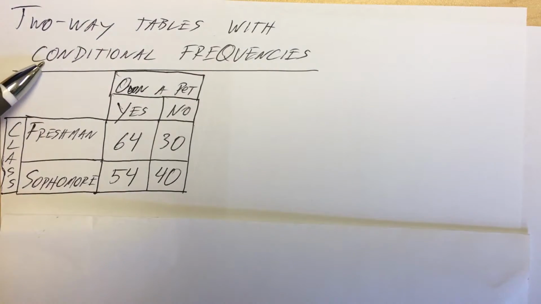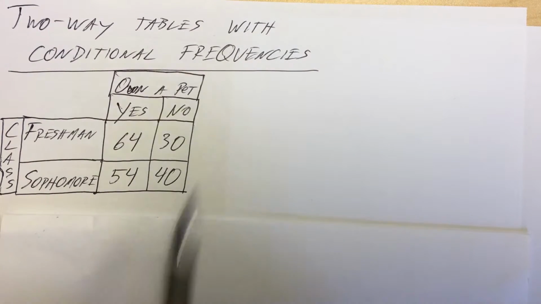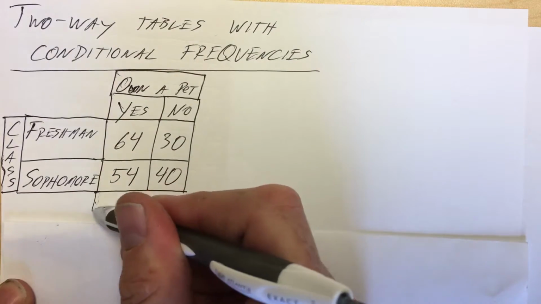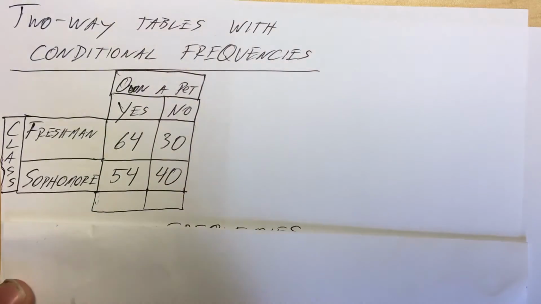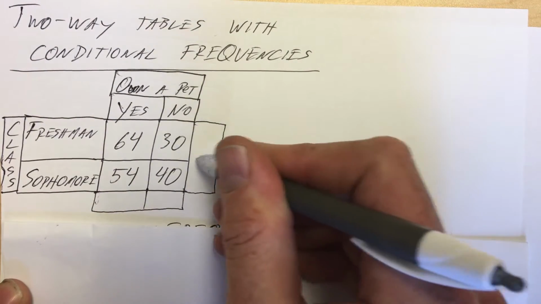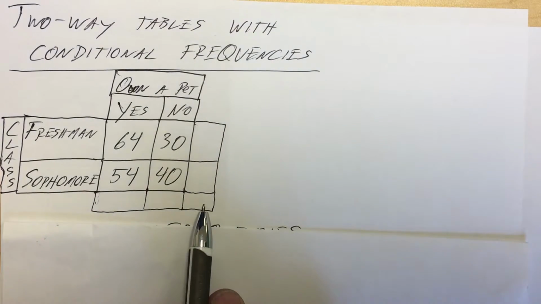Before we do conditional frequencies again, we can find the marginal totals for the outside. Again, we can add boxes for the total for yeses and nos, and we can add boxes for the total of freshmen and sophomores. And that'll also give us a bottom right corner, which will be the total number of people in this survey.